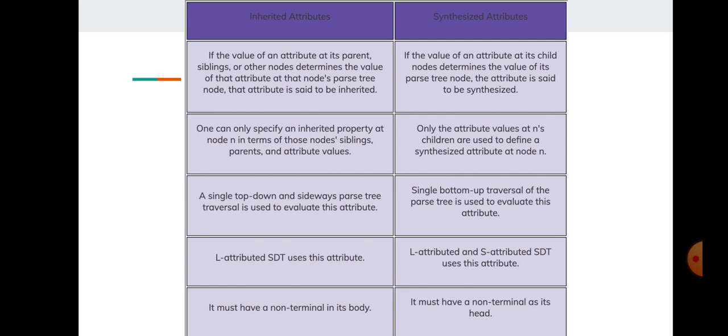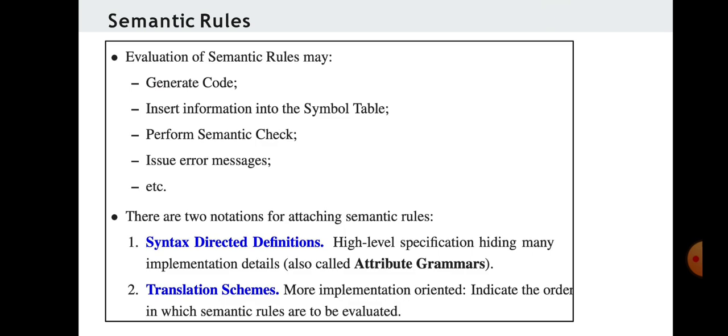See the fifth example: an inherited attribute only has a non-terminal in its body, but a synthesized attribute has a non-terminal as its head. So for the inherited attribute, a single top-down and sideways traversal of the parse tree is used to evaluate it. But for the synthesized attribute, a single bottom-up traversal of the parse tree is used to evaluate it. So this is the difference between inherited attributes and synthesized attributes.